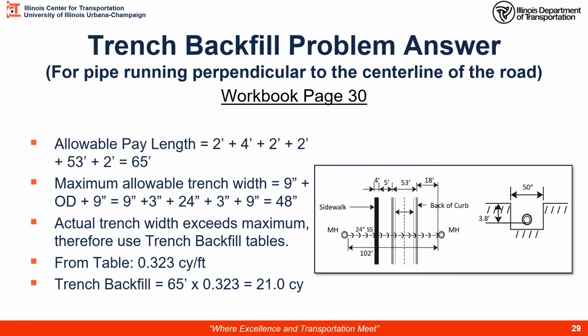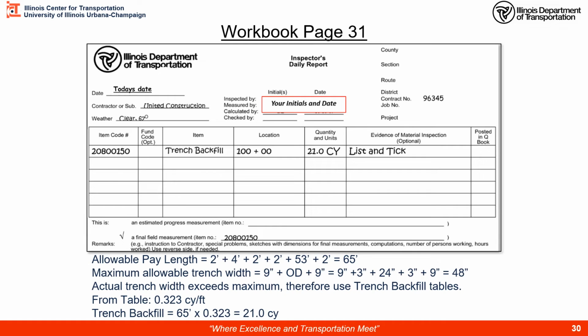And from the table, we look up 24-inch pipe and 3.8 feet for depth to the invert. And you should find that's 0.323 cubic yards per foot. So we simply multiply the 65-foot length times the 0.323 and get 21 cubic yards even. So on page 31, our IDR should look something like this.